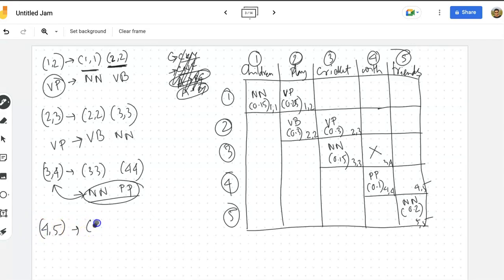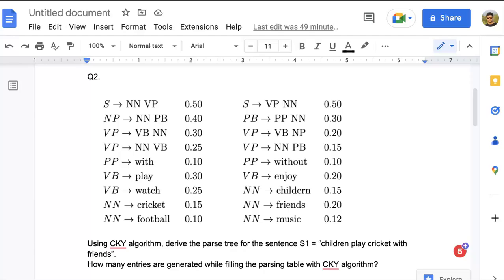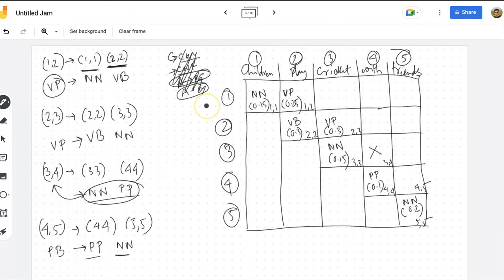which is 4 4 and 5 5. So what is 4 4? 4 4 is PP, and what is 5 5? 5 5 is NN. And for PP NN, I think there is a rule called PB. Let me check. Yeah, for PP NN there is a rule called PB. Okay, so I can write PB. So we already filled this row, these cells.